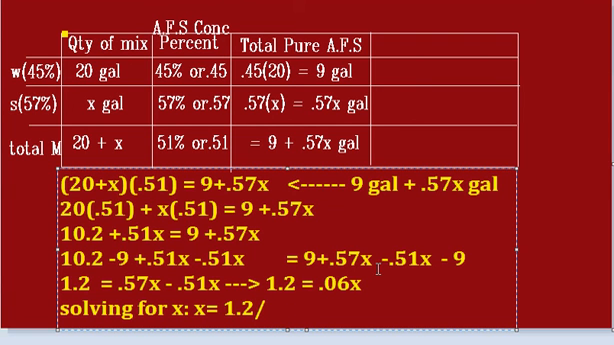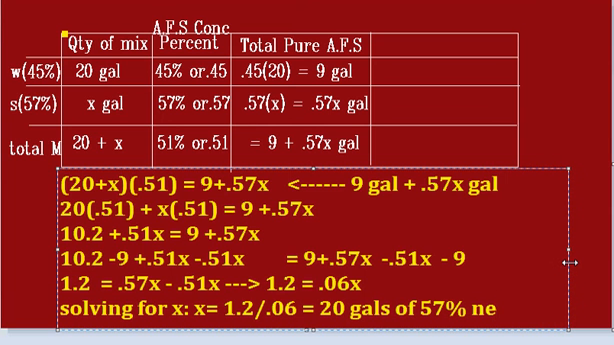Therefore 20 gallons of x, no? 20 gallons of 57% solution is added, is actually needed in order to get the solution of 51%. So your answer is what? Your answer is 20 gallons. Right? Can you follow? 20 gallons of 57%.